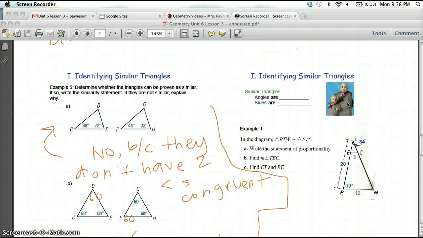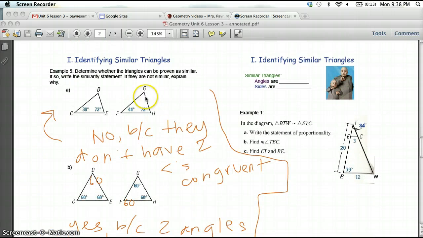Okay? Now let's look at example number 5. It says, determine whether the triangles can be proven as similar. If they are, write the similarity statement. If they are not similar, explain why.